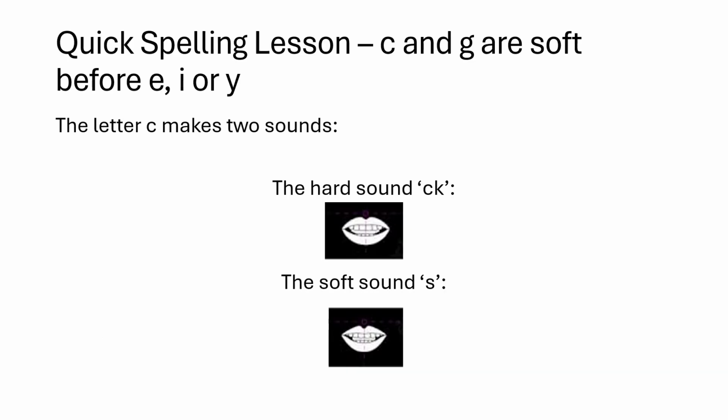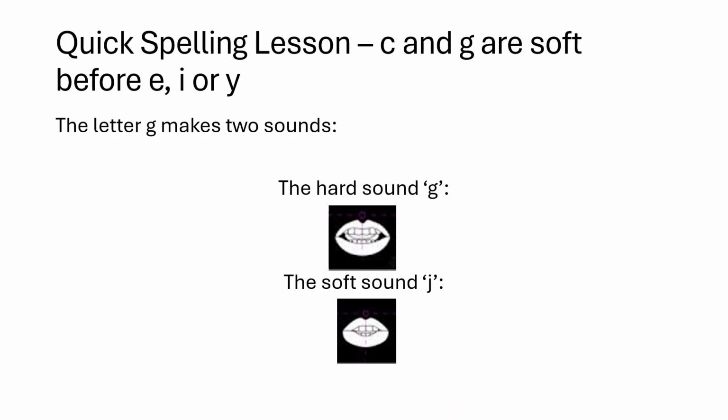The letter C makes 2 sounds, the hard sound, K, and the soft sound, S. The letter G makes 2 sounds, the hard sound, G, and the soft sound, J.